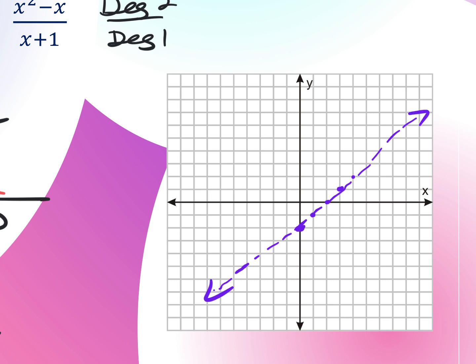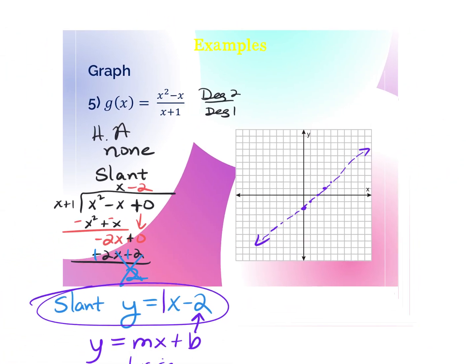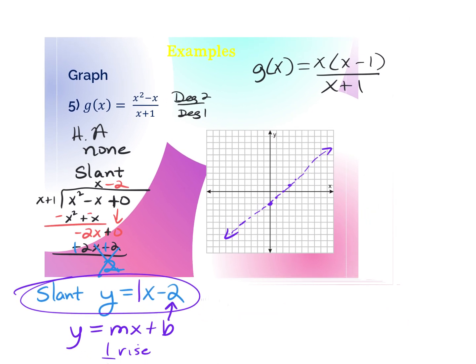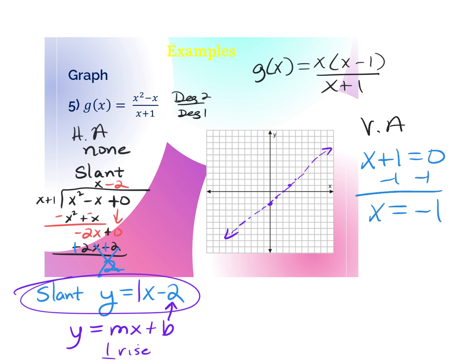Now I'm going to find the vertical asymptote. Remember, we need to simplify the function first if it can be simplified. So if I take my g of x and I factor that numerator, it'll factor into x times x minus 1 over x plus 1. Nothing simplifies here. So my vertical asymptote is just found by setting the denominator equal to 0. So I have a vertical asymptote at x equals -1. So I'm going to go ahead and graph that one as well.